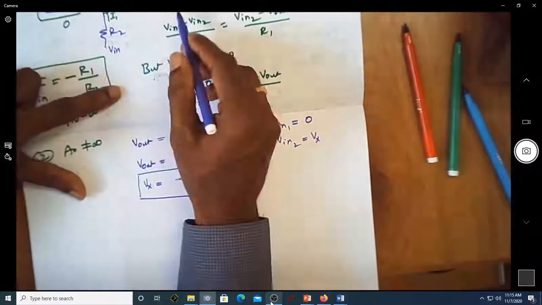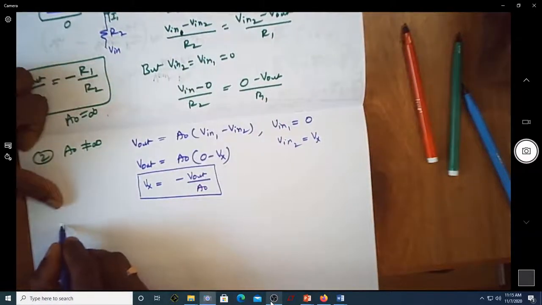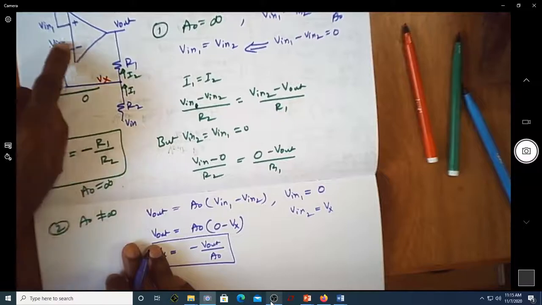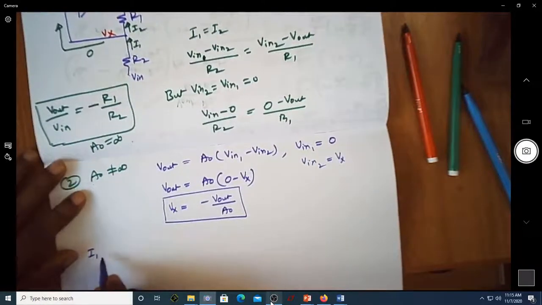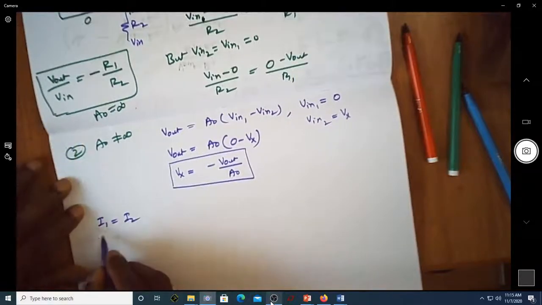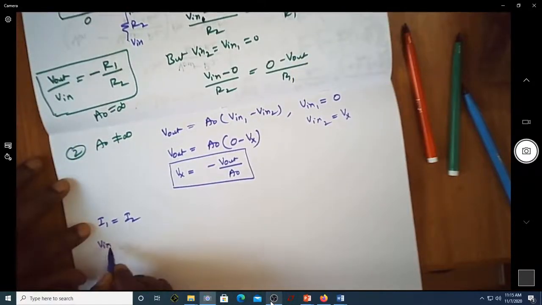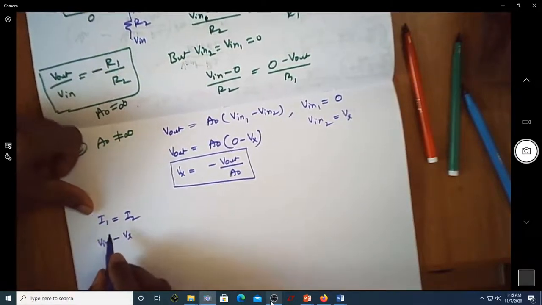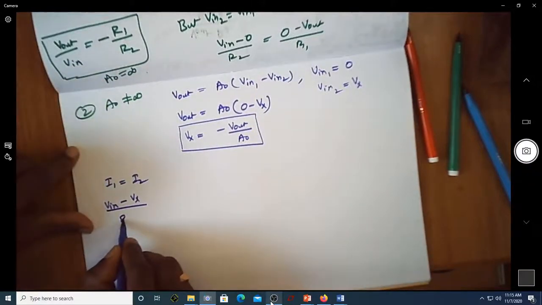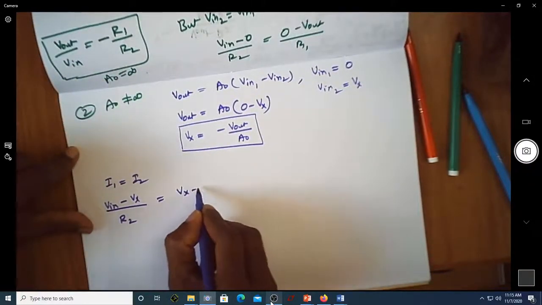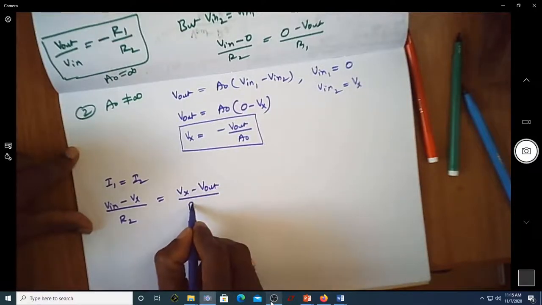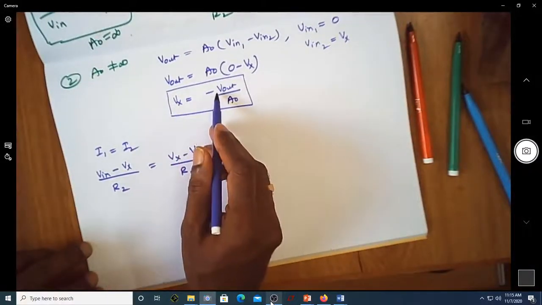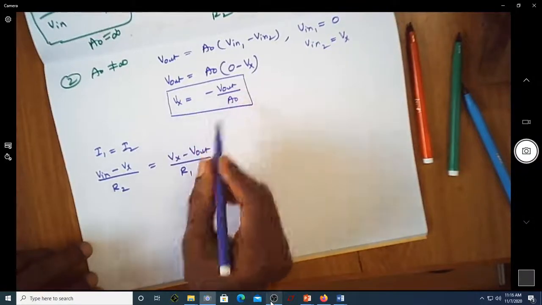So can we rewrite this expression of I1 equal to I2? Again, whatever current goes here, the same will go here, because it will not take any current there. So what is I1 now? It is V in minus this voltage, which we are considering as Vx. So (V in minus Vx) by R2 is equal to (Vx minus V out) by R1. So let us substitute Vx as minus V out by A0.